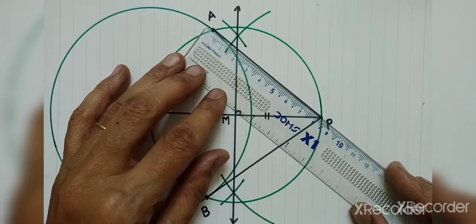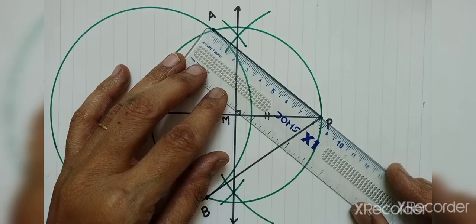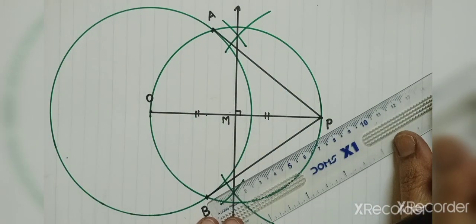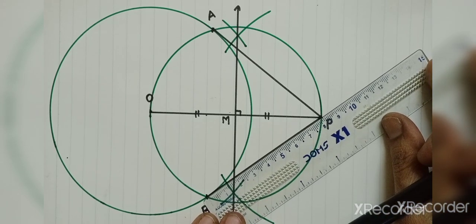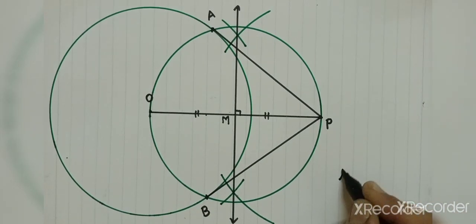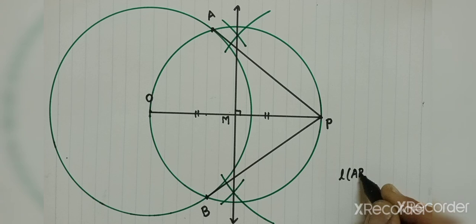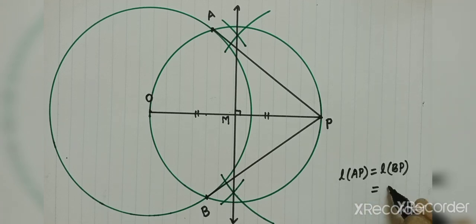So here I am getting the length as 8 centimeter. And here also, this one also 8 centimeter. So length AP is equal to length BP is equal to 8 centimeter. I hope you understood this construction.